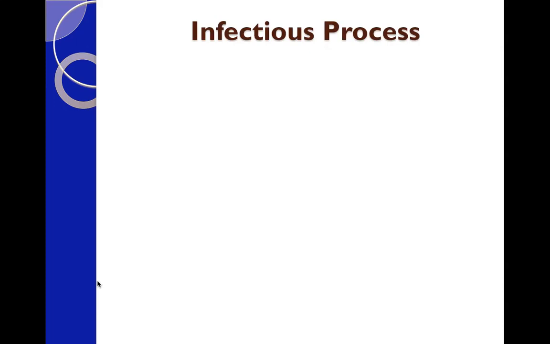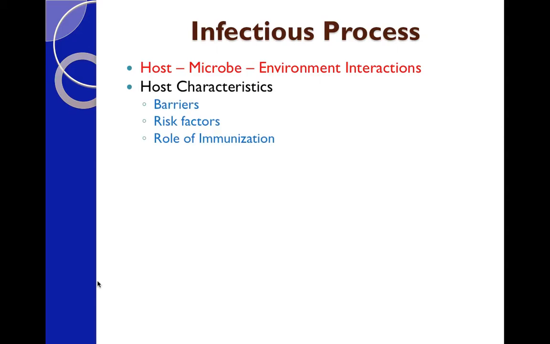If we go through the infectious process, the whole host-microbe-environment interaction, we'll get into the host itself, which could be us, the host characteristics. So having proper barriers, and whether an individual host has any risk factors. So what's their nutrition like? How old are they? Are they on immunosuppressive drugs? Do they have any chronic illness? Are they or have they been immunized? So the role of immunization is important. That might make one host more susceptible than another.